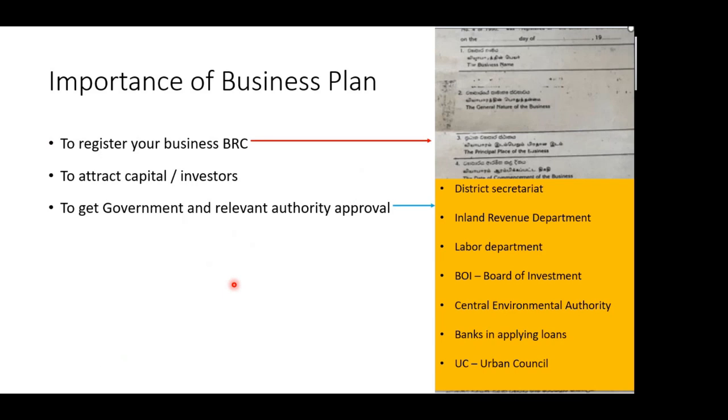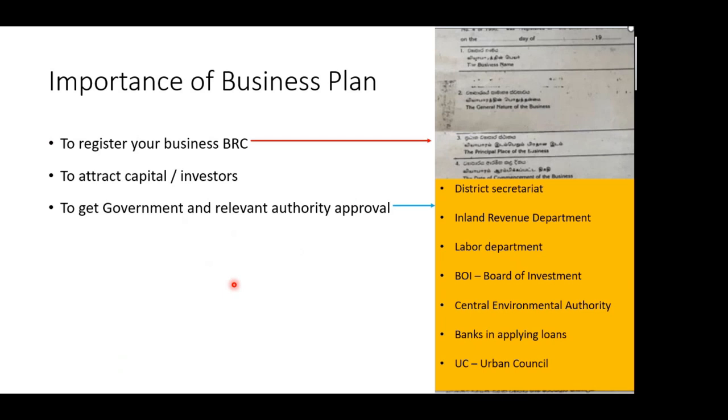or at times, especially if it is a production business, we have to register with the Central Environmental Authority. And if you are to get bank loans, then we have to get the approval from the bank. And at times we have to register our business with the UC, or the urban councils. So in all these setups, we have to produce a strong, attractive business plan.